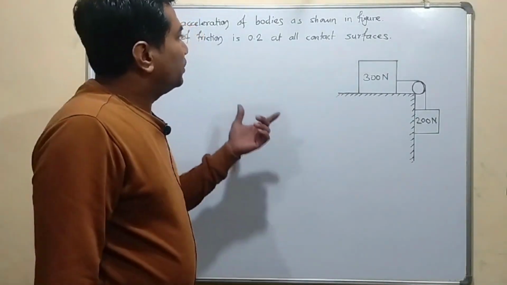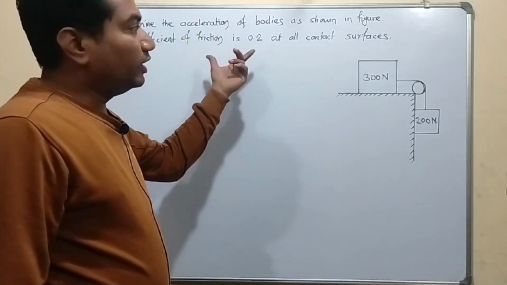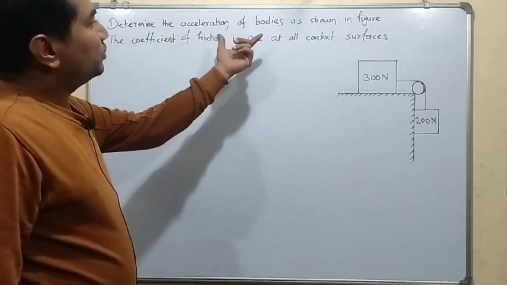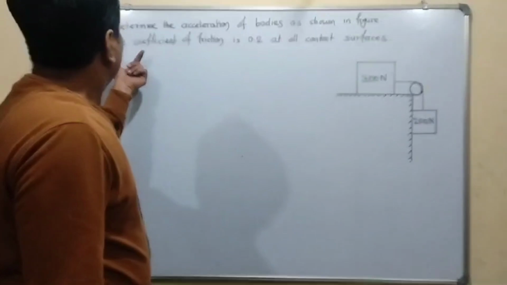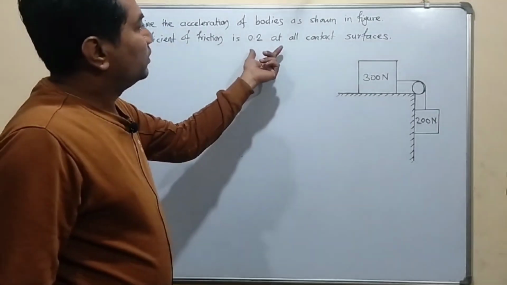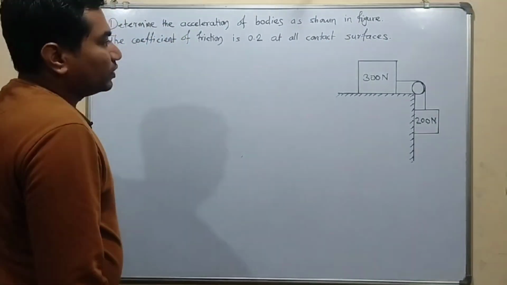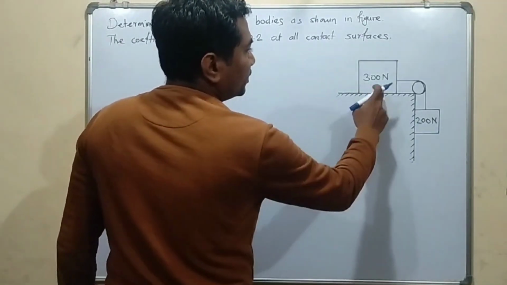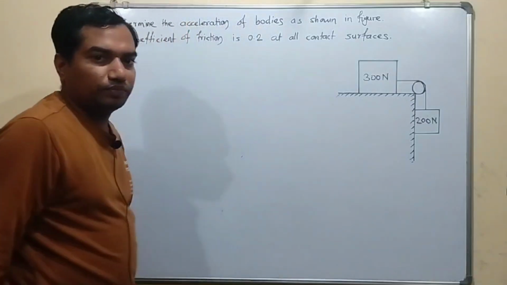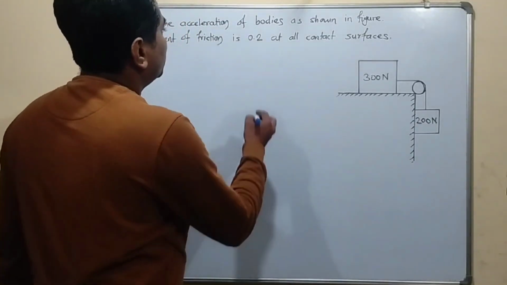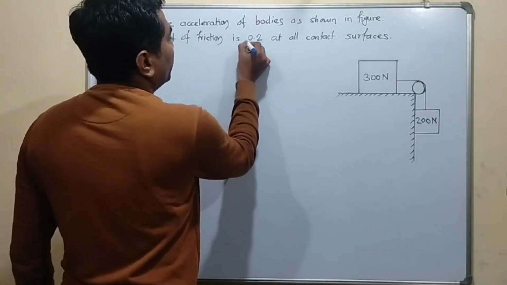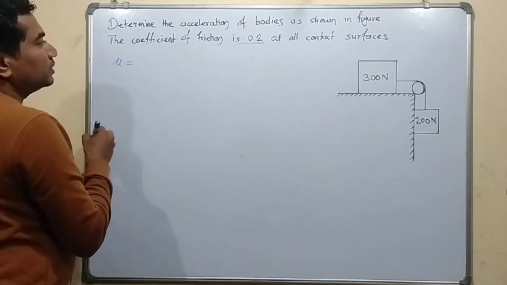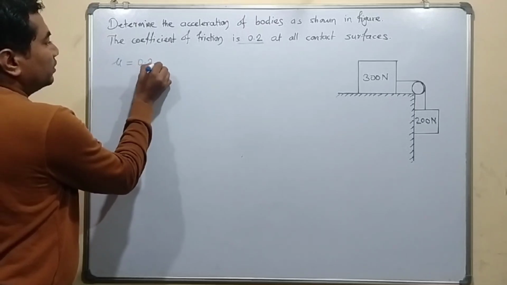So in this video we are going to see the next numerical based on D'Alembert's principle. The question is, determine the acceleration of bodies as shown in the figure. The coefficient of friction is 0.2 at all contact surfaces. These are the two bodies, 300 Newton and 200 Newton, connected by a single rope, and the given data is the coefficient of friction, mu, that is 0.2 for all contact surfaces.